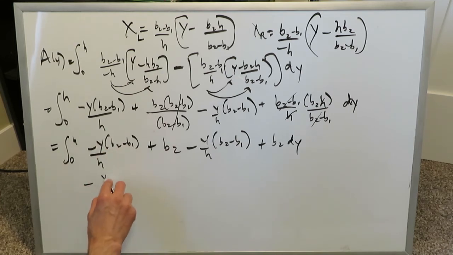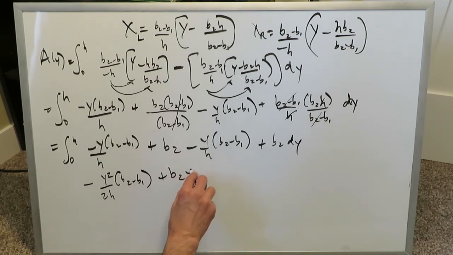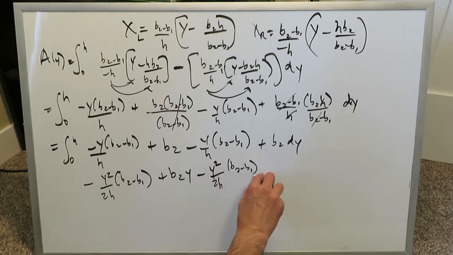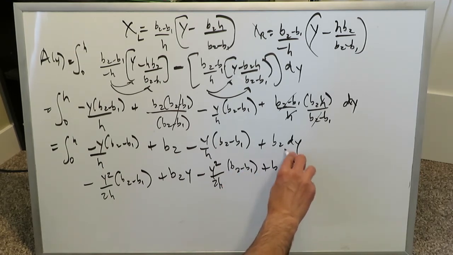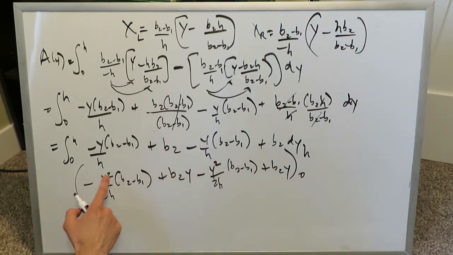This will become a minus y squared over 2h times (b2 minus b1). This becomes a b2y. This here becomes minus y squared over 2h (b2 minus b1), and this b2y, all from the upper limit of h to 0. The zeros are meaningless here, so you only have to plug in the h's. Let's plug in the h's in the places of y's.